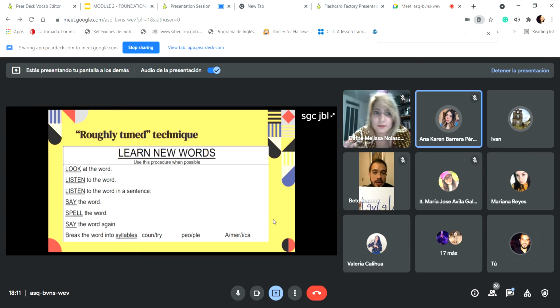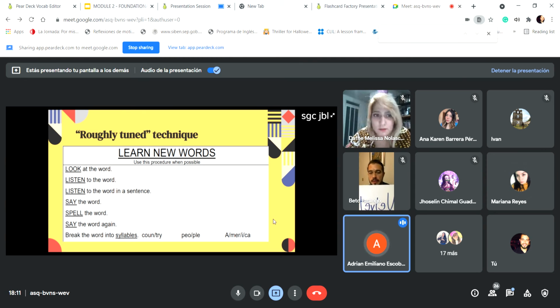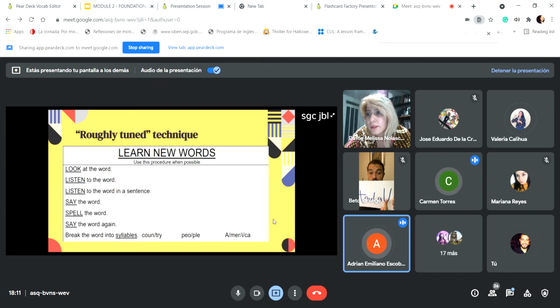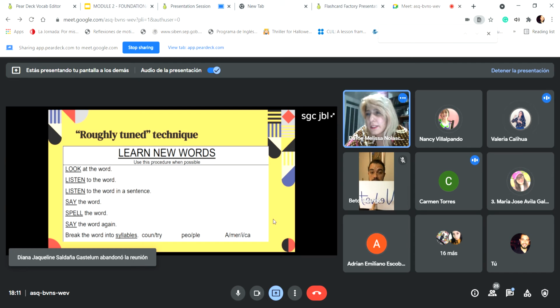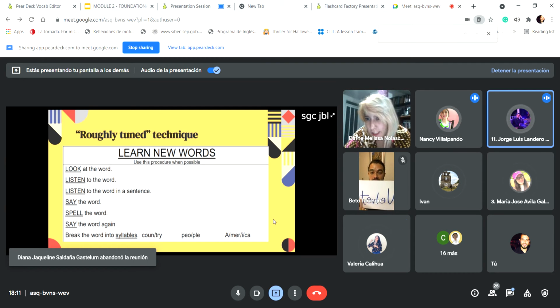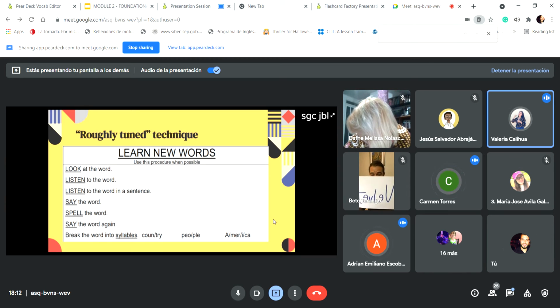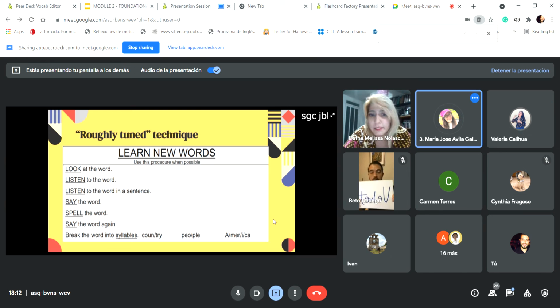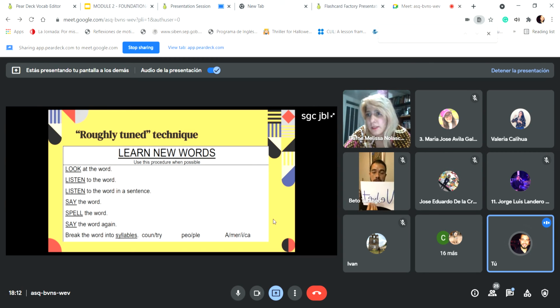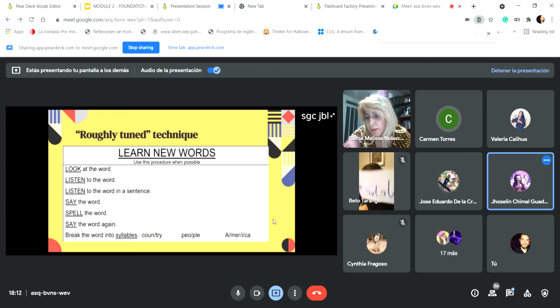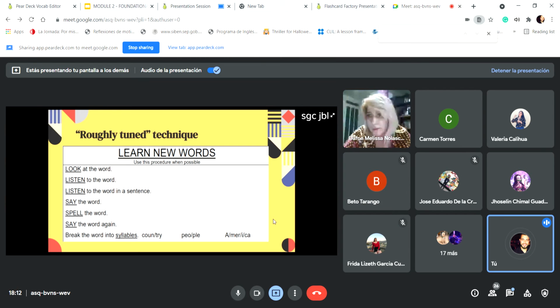Okay, thank you. Can you spell the word? Yes. Thank you. Now, say the word again. Now, just pay attention to this. We have two separated syllables. Velvet. So, this type of activity is like a fancier roughly tuned technique.